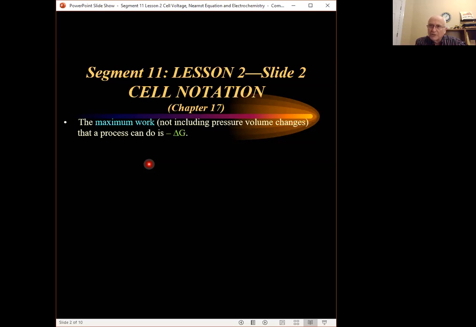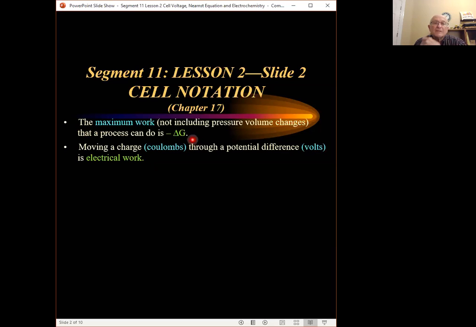So delta G has both the driving force for enthalpy moving outward and the driving force for disorder moving outward, becoming more disordered. Now, the work that actually is usable is the delta G. Minus delta G is the maximum amount of work that can be done by a particular process.